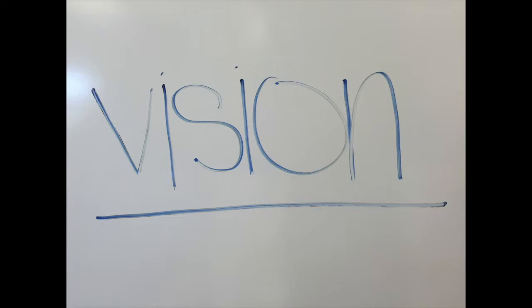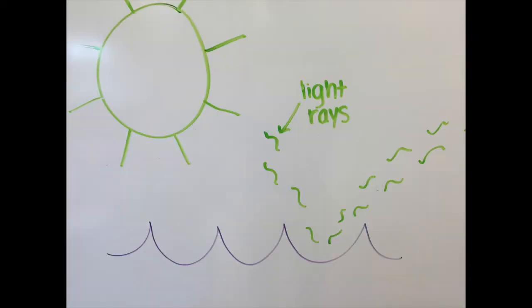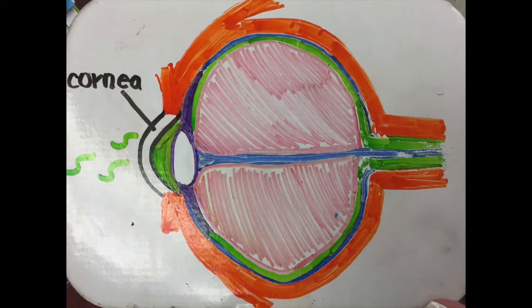Senses presentation, vision, and the eye. First, light rays reflect off an object and enter the eye through the cornea.